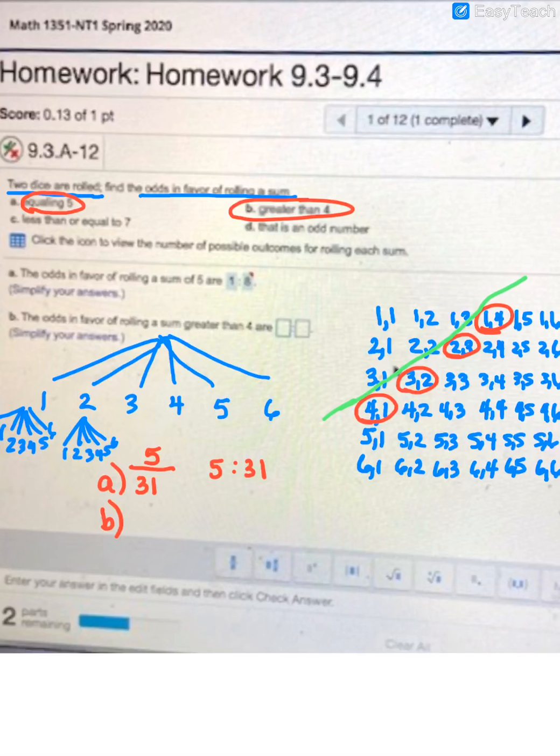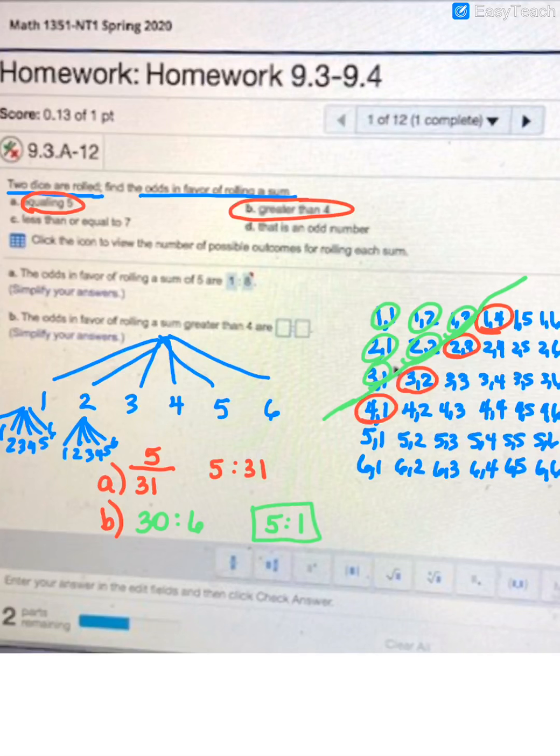So that would be my sums of 5, 6, 7, 8, 9, 10, 11, and 12. Now, it's easier to first think about the sums that are not greater than 4. So notice if I count those, there's 1, 2, 3, 4, 5, 6. So if 6 sums are not greater than 4, that must mean that 30 of the sums are. And so if 30 sums are greater than 4, you compare that to the 6 sums that are not. And we can talk about reducing. So those numbers are both divisible by 6. And so that would be the same as saying your odds are 5 to 1 in that particular case.